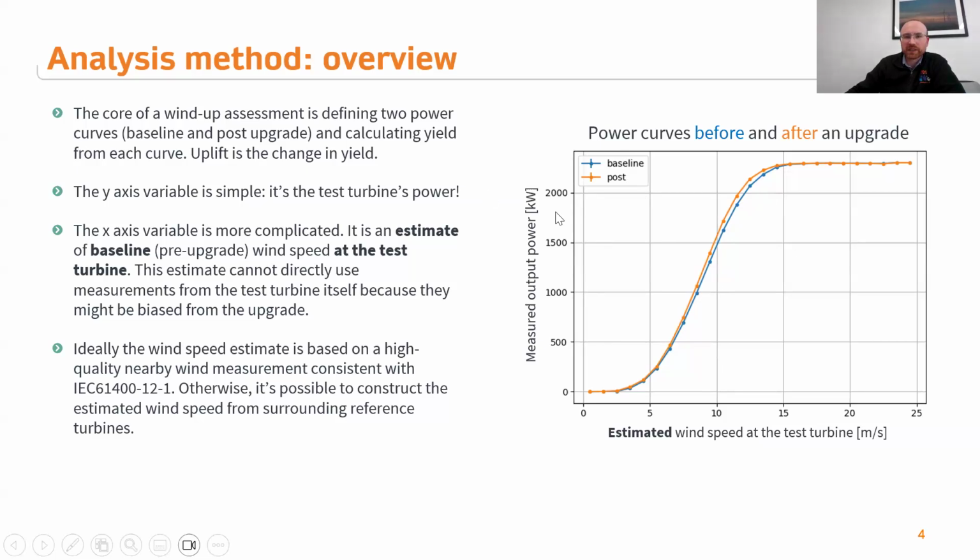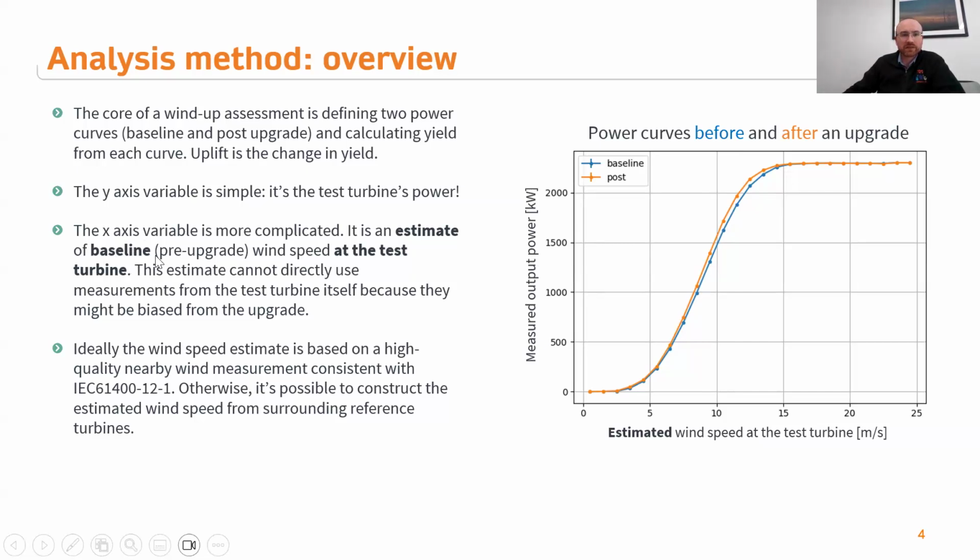So when we're doing this measurement, the y-axis is pretty easy. That's just the test turbine's power. Normally, you can simply take what's in the SCADA data and use it. Whereas the x-axis is much more difficult and complicated. On the x-axis, we're trying to estimate the baseline, as in the pre-upgrade wind speed at the test turbine. And emphasis on baseline, because if you're doing something like wake steering, then the whole point of the upgrade is to actually make certain turbines windier, to make those locations have less wakes, and therefore be windier.